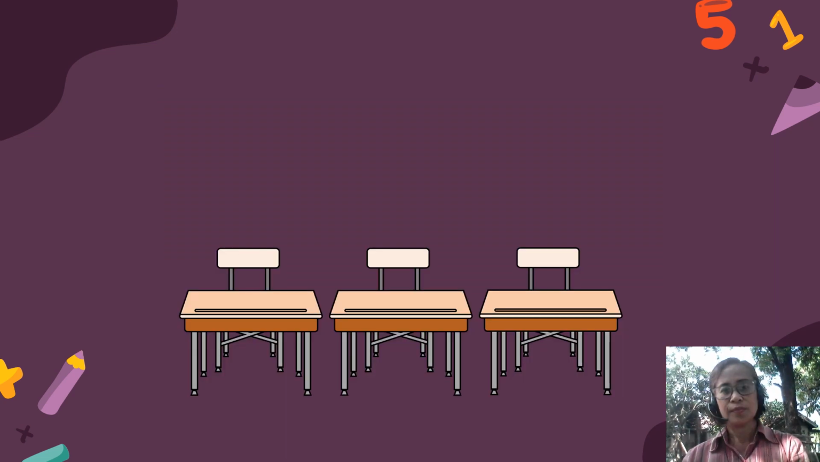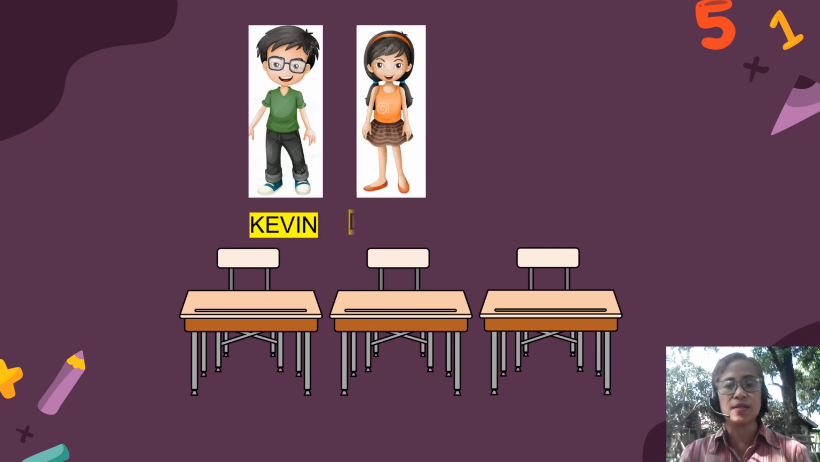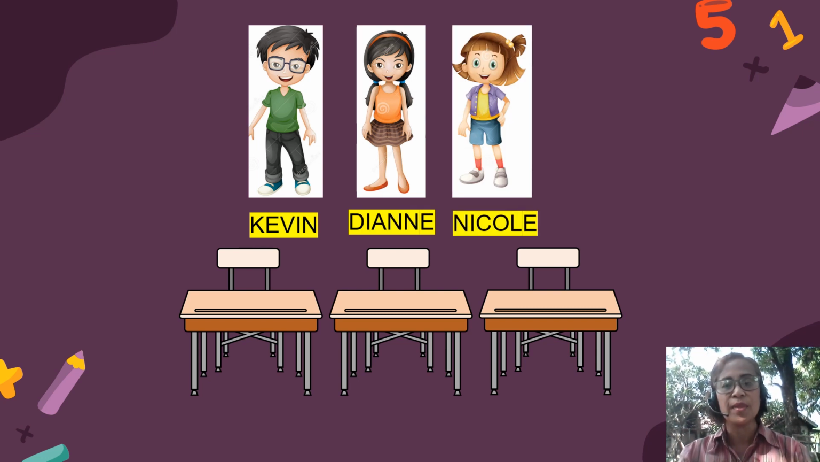So I'm going to start with a common situation that most teachers like me would encounter at the start of the school year. And that is how to arrange my three new students, Kevin, Diane, and Nicole, in this row having three chairs. So I'm wondering how many possible arrangements I can make for Kevin, Diane, and Nicole. So I think the best way is to list all these possible arrangements.